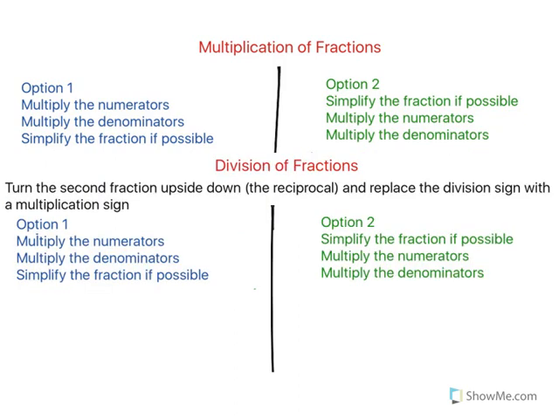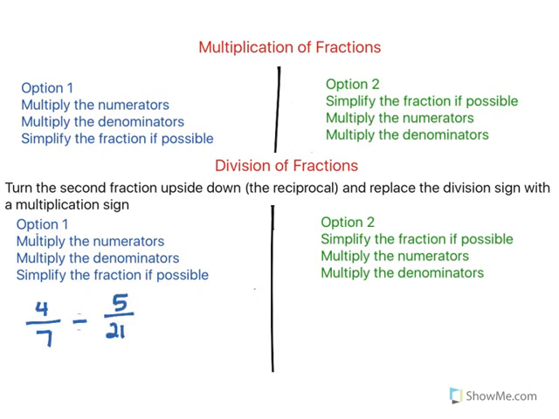So for the division of fractions, what changes is the first step. What you're going to do is turn the second fraction upside down, which is known as the reciprocal, and then you're going to replace the division sign with a multiplication sign. And then now that you've changed it into a multiplication question, it follows that you can either do option 1 or option 2. Now again, all of this doesn't make sense unless you see an example.